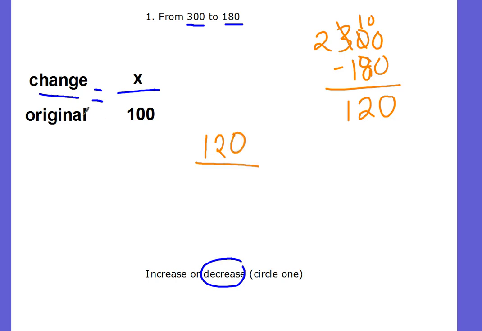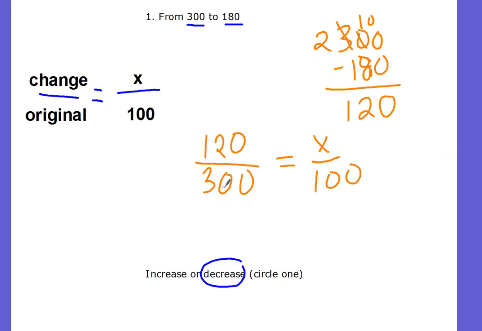My denominator will always be the original amount that I started with. Since I started at 300, that's going to be my denominator. And then the rest of my proportion is x over 100 because I'm looking for a percent. So now we can use our knowledge of proportions to solve the rest of this proportion.